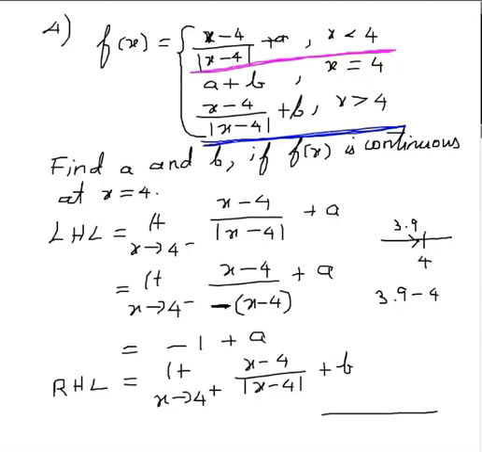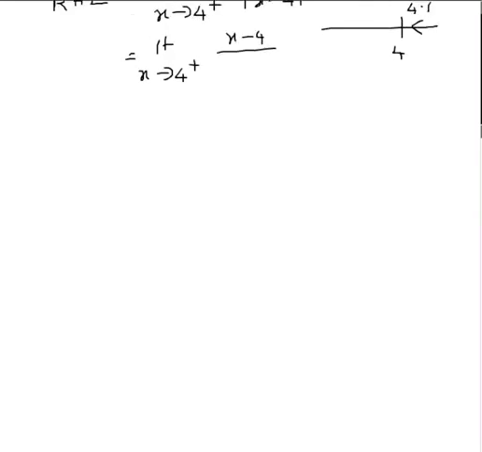Now, in this case, x tends to 4 from the right side, 4 plus. If you take 4.1, 4.1 minus 4 is a positive quantity. So x minus 4 is positive in this case, we know. Since it is positive, we can remove the absolute value sign. It becomes a constant 1 plus b. So this is RHL.